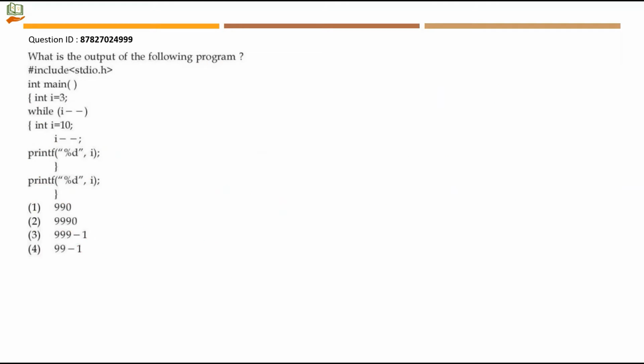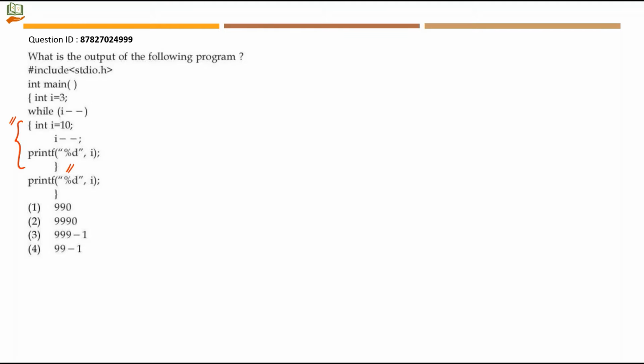Next question. What is the output of the following program? Inside the main function, they have initialized i equal to 3. Then there is a while loop, from here to here. Then we have a print statement after the while loop. This is the beginning of the while loop and this is the ending of the while loop.